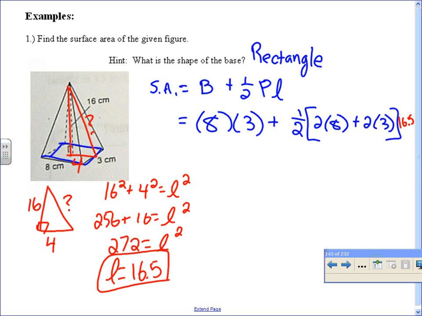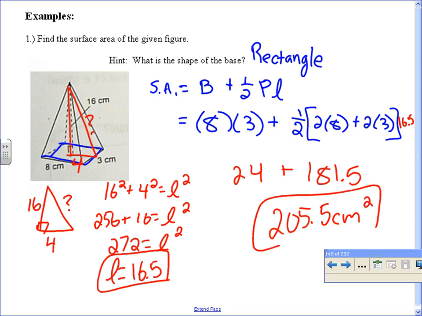Good job. Okay, so you guys get here 24 plus, what was the other side? Thank you. 181.5. I don't know why I didn't have my decimal on there. So our final answer here is 205.5 centimeters squared. You okay, Adam? Did you figure out what you did wrong? That is why I asked if you were okay, not because of your itchy foot.